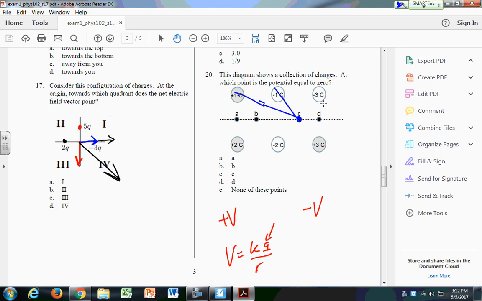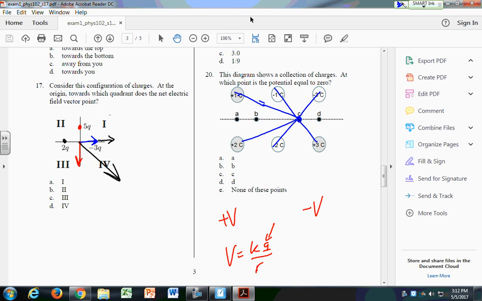these two charges, that voltage is not zero. It's some non-zero value because they're not the same distance from that point C. Likewise, these two charges, their potentials don't cancel out. Now, at this point, these two charges do cancel out of those two charges, but overall, the net potential is not zero at point C. The same is true at point D. Only point B has a potential equal to zero.